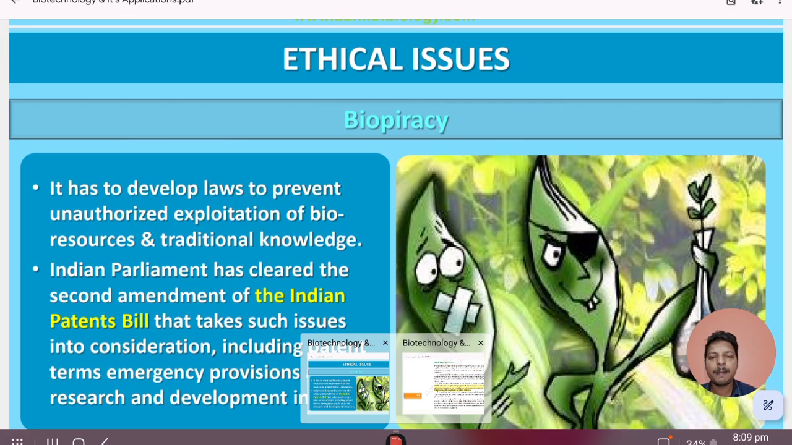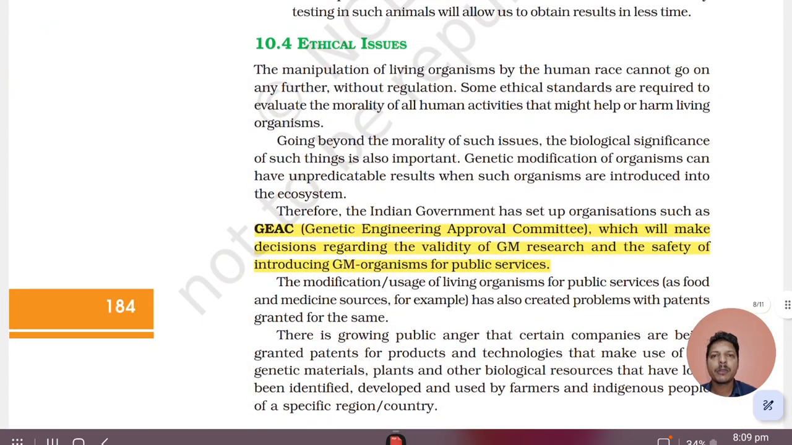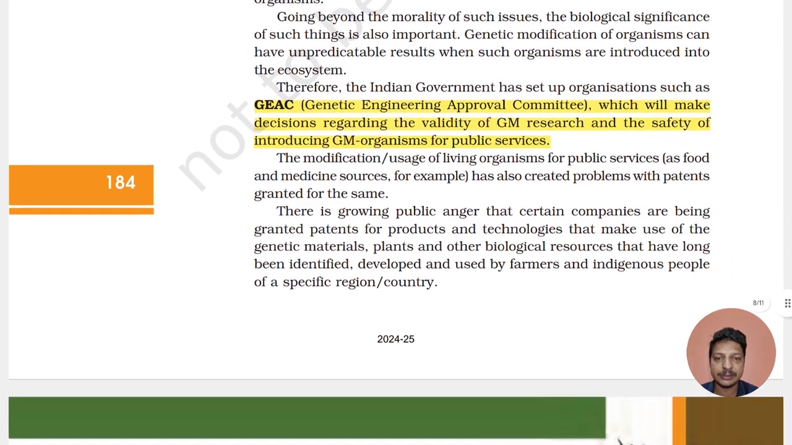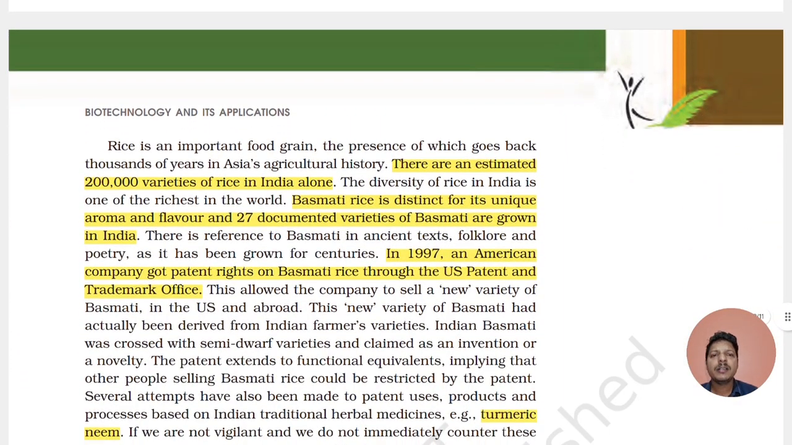Let's see the NCERT here. Full form GEAC, Genetic Engineering Approval Committee, which will make decisions regarding the validity of GM researches and the safety of introducing GM organisms for public service. Here, it is estimated that there are 2 lakh varieties of rice in India alone, and the diversity of rice in India is one of the richest in the world.